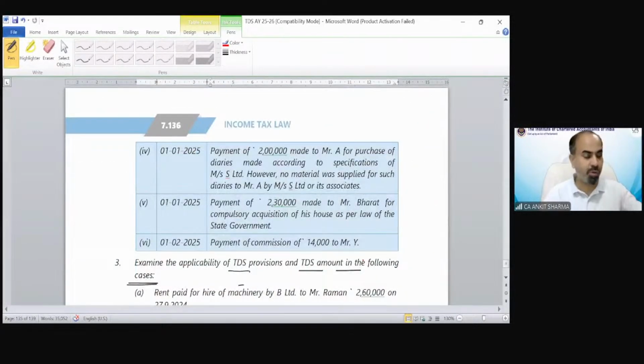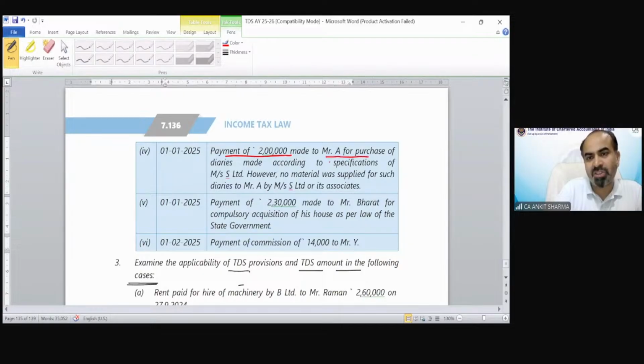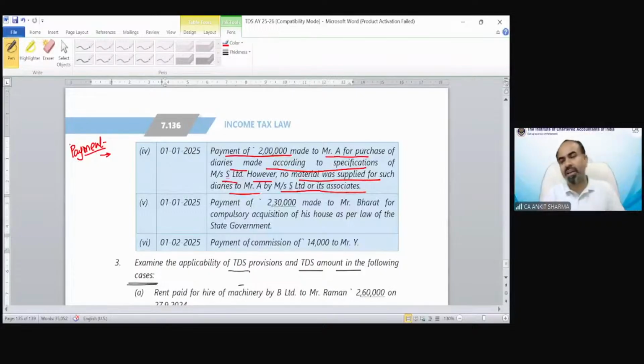Moving on ahead, this is a good question. Now let's see how many of you can give the correct answer. Payment of 2 lakh rupees made to Mr. A for purchase of diaries, you understand, diaries made according to the specification of Messrs. S Limited. However, no material was supplied for such diaries to Mr. A by Messrs. S Limited or its associates. First of all, you have to tell me which kind of payment we are talking about, either the section or the nature of payment. You have to find it out, and then according to it, tell me whether TDS needs to be applied in this case or not. And if not, then why?